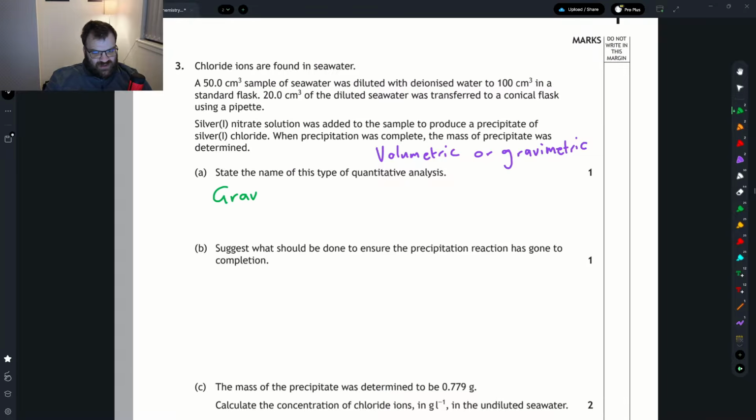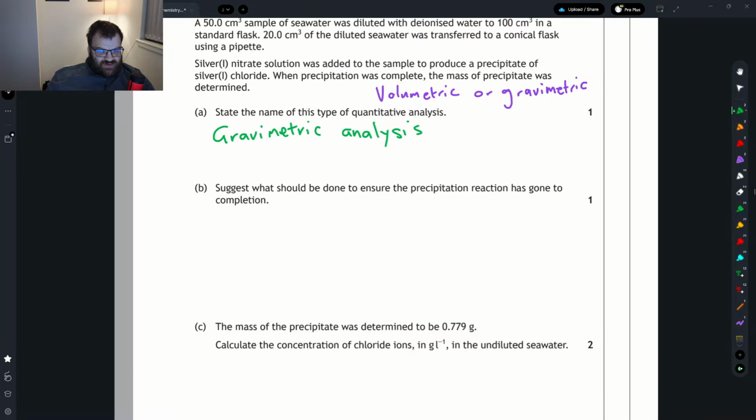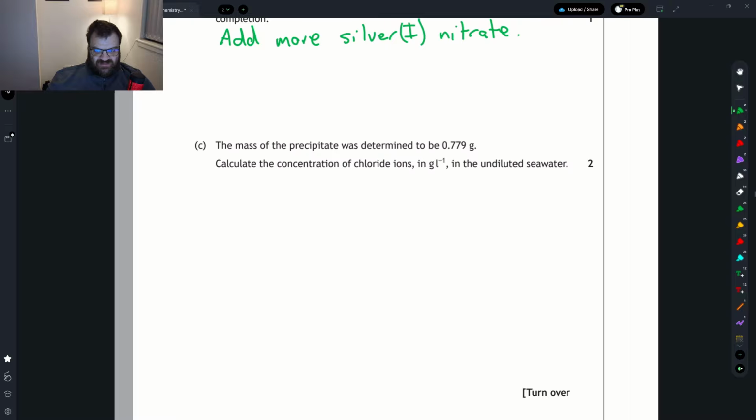and we can measure the mass and do some calculations around that. If the reaction has gone to completion, there will be no more silver left in the seawater. If we add more of our reactant, silver nitrate, we can see if there's any more solid precipitate that's being formed. So we can add more. And if it hasn't finished, we will make more product, and we just keep going. Mass was determined to be this many grams. Calculate the concentration of chloride ions in grams per litre in undiluted seawater.